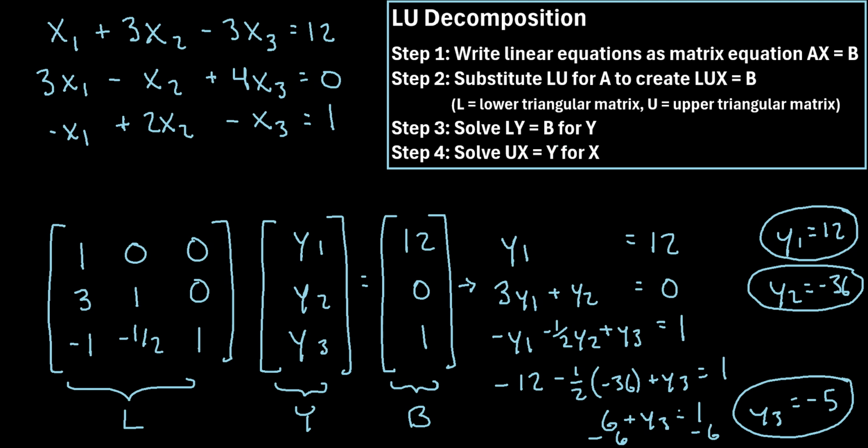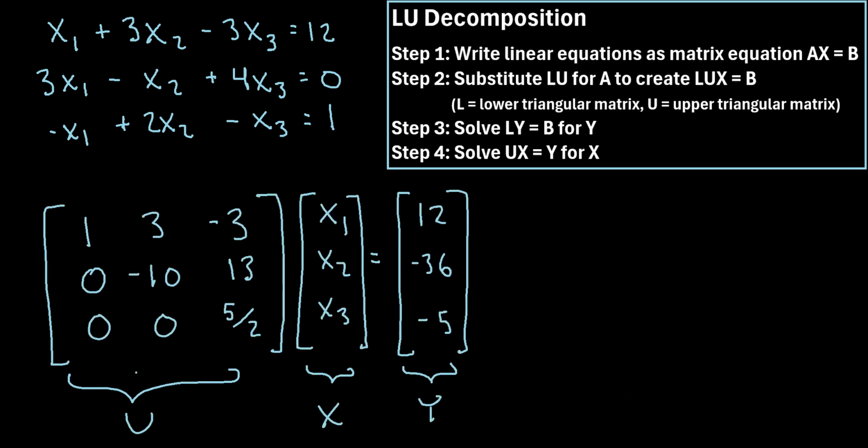The last step is we need to write the matrix equation Ux equals y, and we're going to solve for x. So here's what that would look like. Alright, so here's the matrix equation Ux equals y, where U is the upper triangular matrix that we found, x is this vector of x1, x2, and x3, and y is the vector of y values that we just found in the previous step. So let's go ahead and write this as a system of linear equations, and we're going to solve for x. So here's what that looks like.